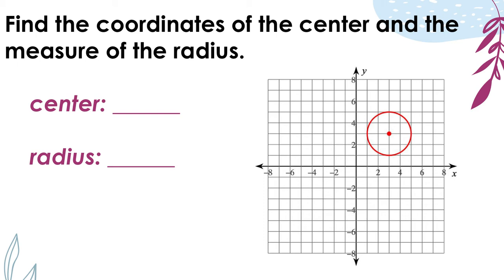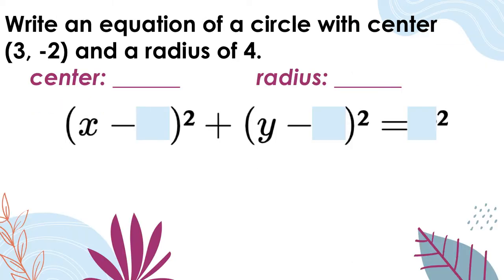My center here is located at (3, 3). And the radius: 1, 2. So the radius is 2. Now what if I give you a coordinate and I tell you that the center is (3, -2), and it has a radius of 4, and now we need to plug in those numbers. We know that the center is what we call h and k. H goes after x, k goes after y, and the radius is our r.